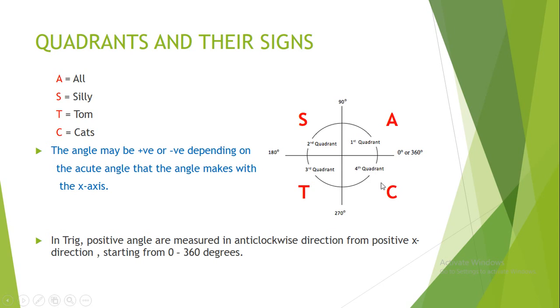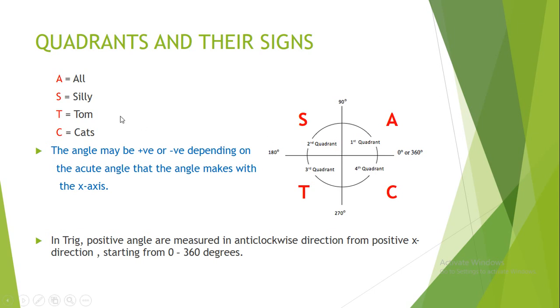You get it? So in the fourth quadrant, sine is negative, tan is negative. It's only cos that is positive. In that same way, in the second quadrant, tan is negative, cos is negative. It is only sine that is positive. Okay, we'll come to that. We'll solve worked examples and then you realize why this is so.